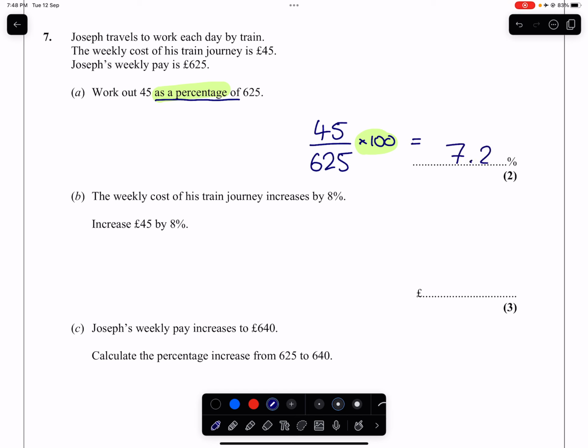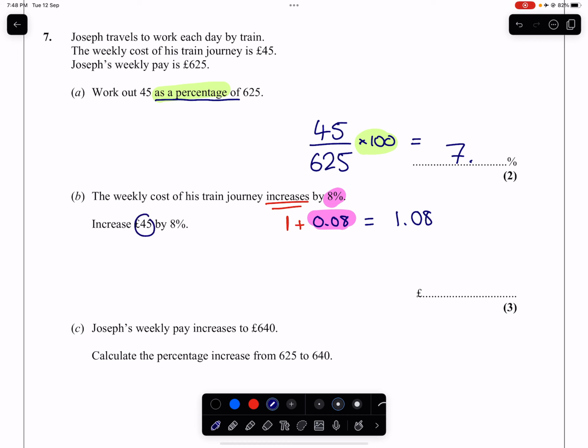Part B, the weekly cost of his train journey increases by 8%. Increase £45 by 8%. So the fact that we have an increase means that your decimal for the percentage, we're going to add on to 1. So the increase, we're going to have a 1 plus, and the decimal here for 8% is 0.08. So that means that our decimal that describes an increase of 8% is going to be 1.08.